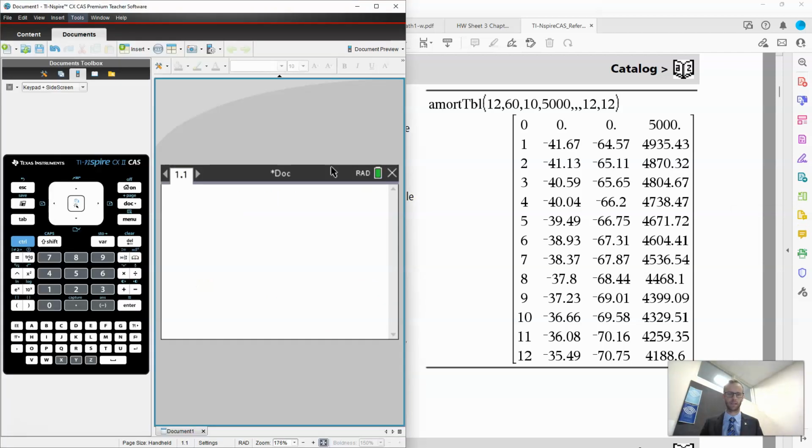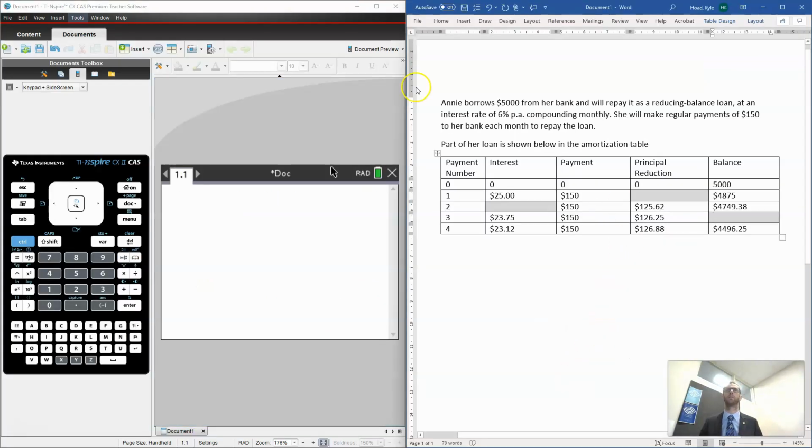I'm going to put my CAS up and I'm going to put up another example here. Annie borrows $5,000 from her bank and will repay it as a reducing balance loan at an interest rate of 6% per annum compounding monthly. She'll make regular payments of $150 to her bank each month to repay the loan. Part of her loan is shown below in the amortization table, and they typically leave you these blank squares that you're supposed to fill in.